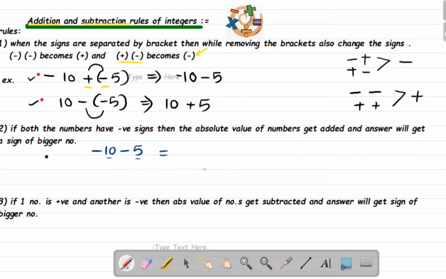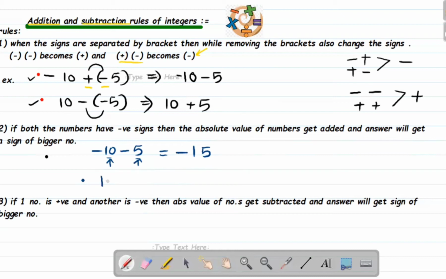So what we are going to do, whatever is the absolute value of this, that is nothing but 10 and 5, we are going to add them. So 10 and 5 gives me 15, and then the answer will get the sign of the bigger number. Always remember, in the addition and subtraction of integers, the answer will always get the sign of the bigger number. Now from 10 and 5, who is greater? 10 is greater, so the 15 will get the sign of 10.